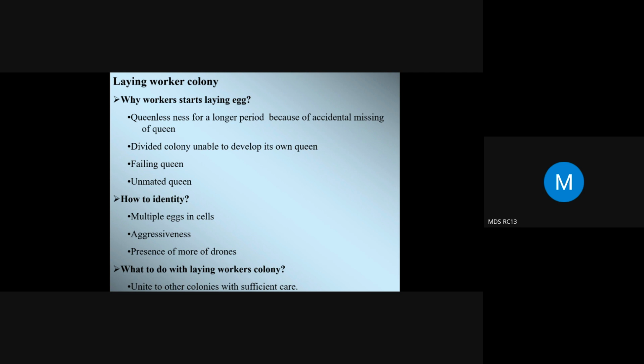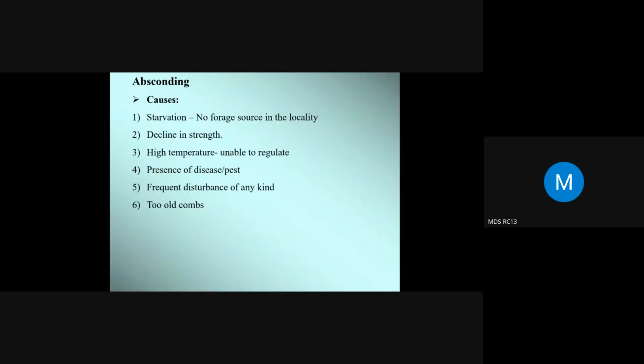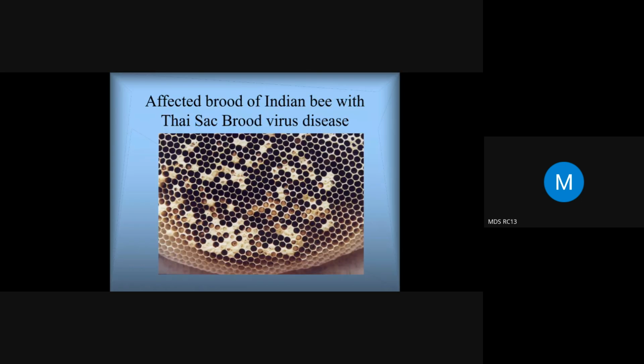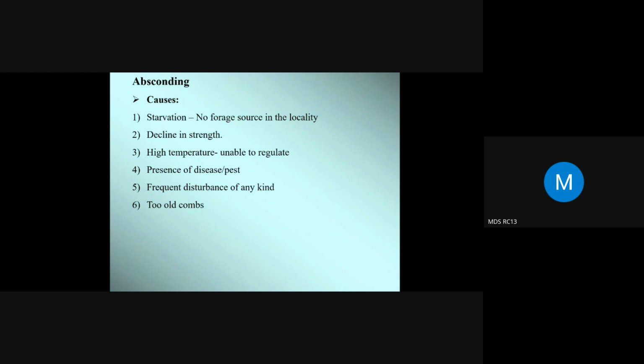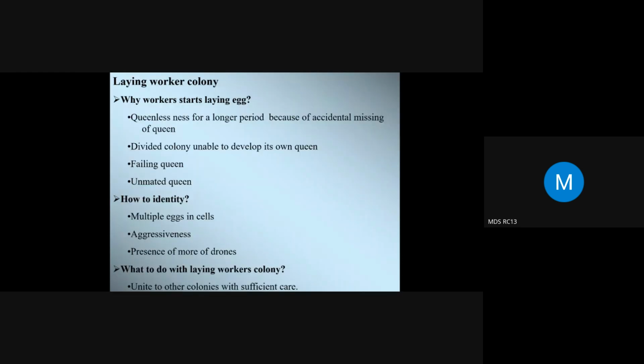How to identify it? How can we differentiate a worker-laying colony from eggs laid by a fertile queen? Each cell of the hive contains one egg in normal conditions. That is, only one egg is laid in one cell by a healthy queen. But when eggs are laid by workers, maybe 2 or 3 eggs are found in one cell. There will be no uniform distribution of eggs in a worker-laid colony.